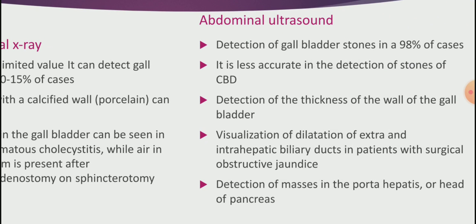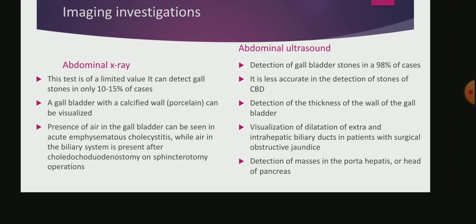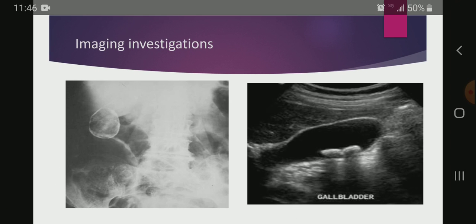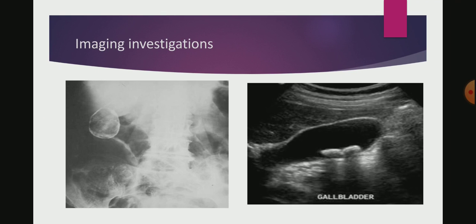It is less accurate in the detection of the stone in the CBD. It detects the thickness of the wall of the gallbladder in cases of acute or chronic calculous cholecystitis, visualizes the dilatation of the extra and intrahepatic ducts, and detects masses in the porta hepatis or head of the pancreas. And this is the picture of the plain X-ray of the abdomen and the abdominal ultrasound.